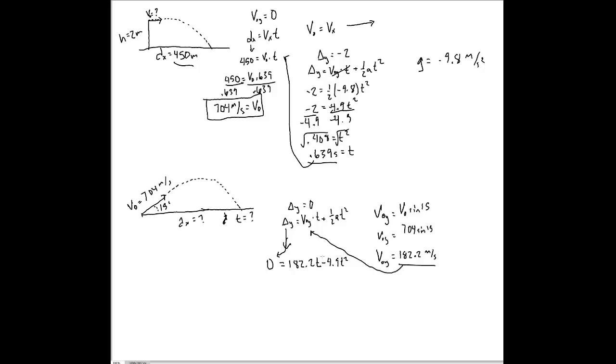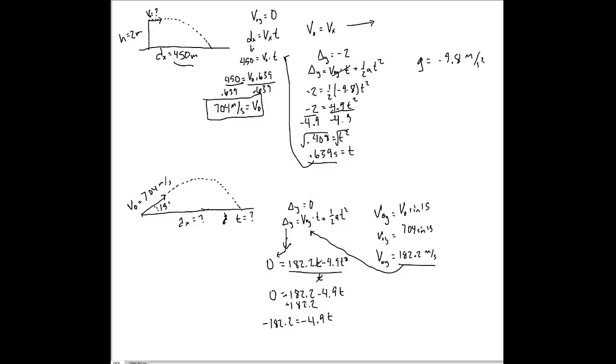So, negative 4.9 t squared, and I'm looking for t, so I can divide this whole side by t, canceling the t here, canceling one of the t's here. So I end up with 0 equals 182.2 minus 4.9 t. Now it becomes a simple one variable equation. So I'm going to subtract 182.2 from both sides. So I get negative 182.2 equals negative 4.9 t.